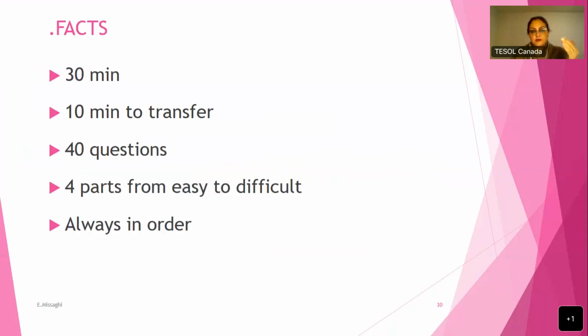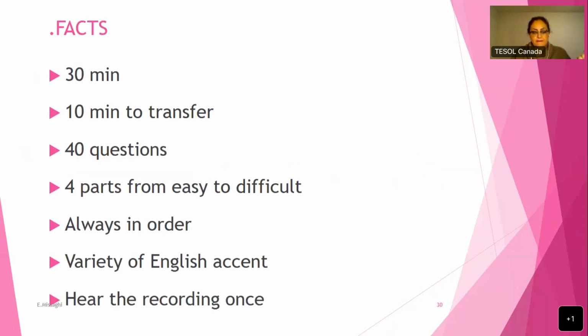So part 1 is the easiest and part 4 is the most difficult. So it's from easy to difficult. And it's always in order, always in order. You can hear a variety of English accents. And you hear it once.